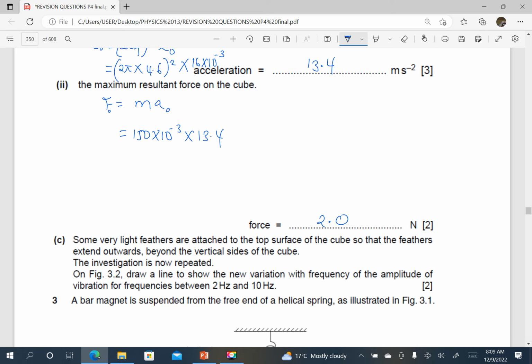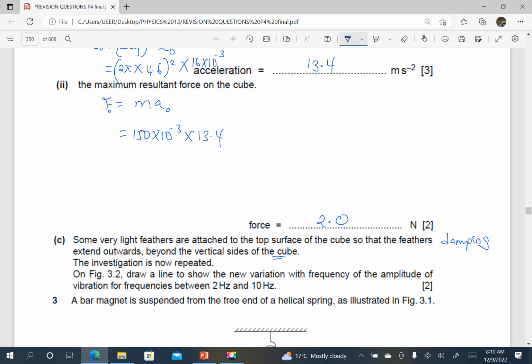Some light feathers are attached to the top surface of the cube, so that the feathers extend outwards beyond the vertical sides of the cube. So what is happening? Straight away when you see feathers being added, it means air resistance is being added, so we have what we call damping. The damping has been increased. The investigation is now repeated.